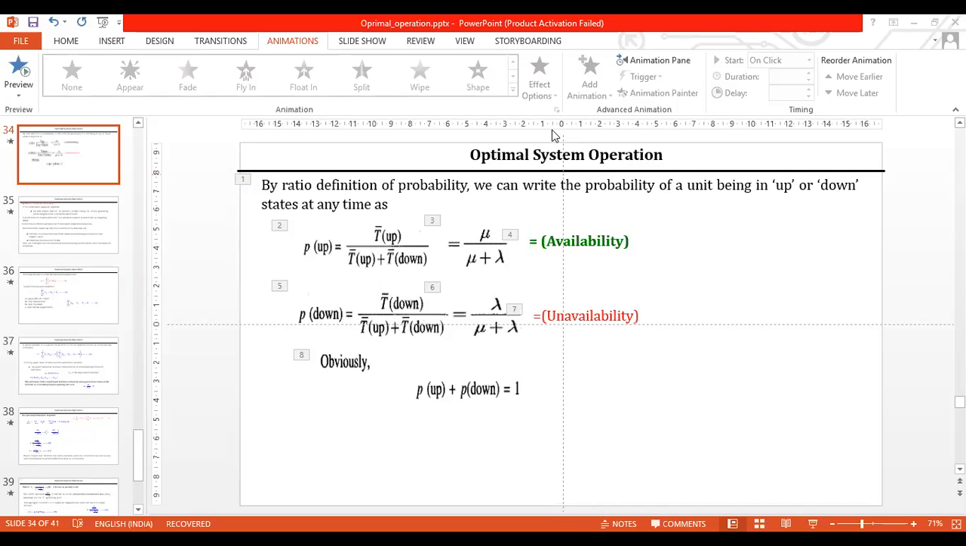Okay, let us start today's class. In the last class, we studied the reliability of power systems. We saw the two-state model as an example, and we got the two probability-related parameters, known as availability and unavailability. These are the two things we discussed in the last class.